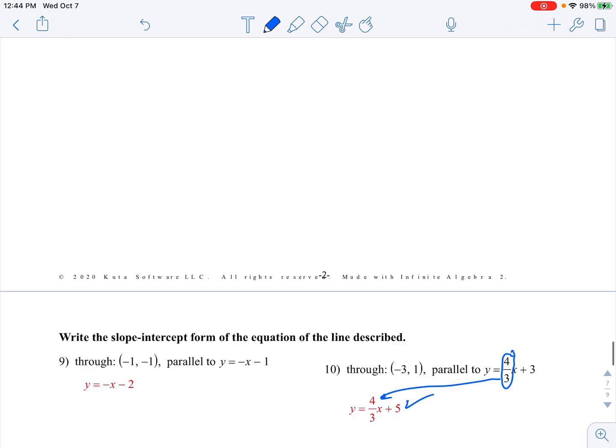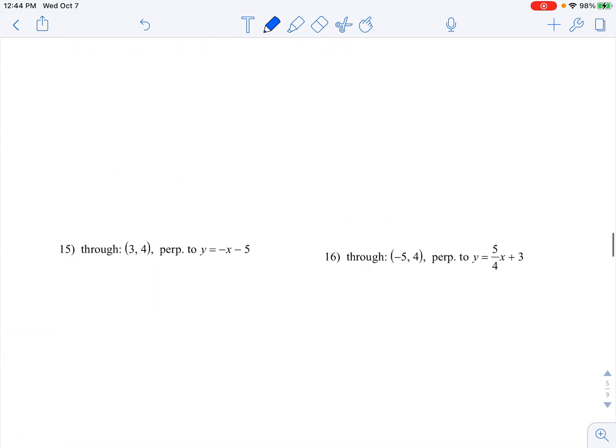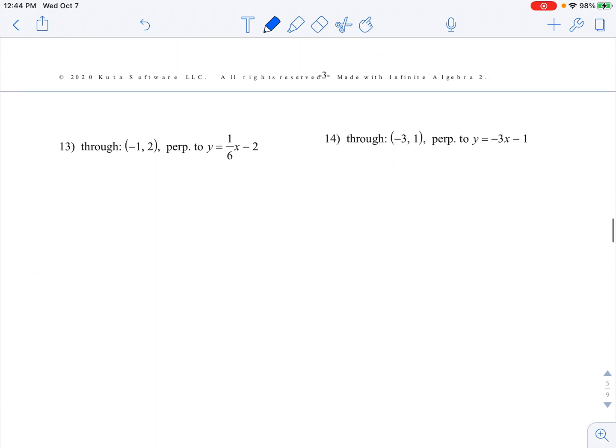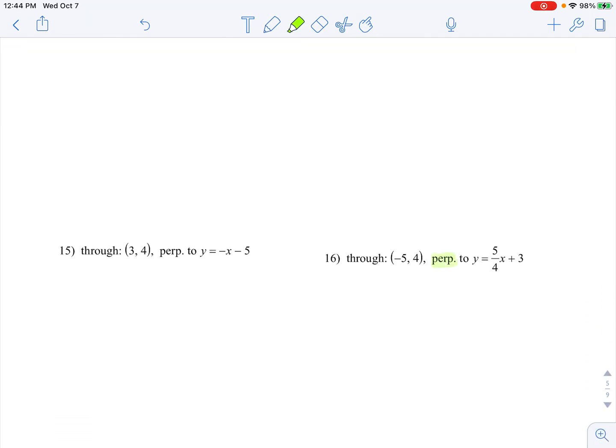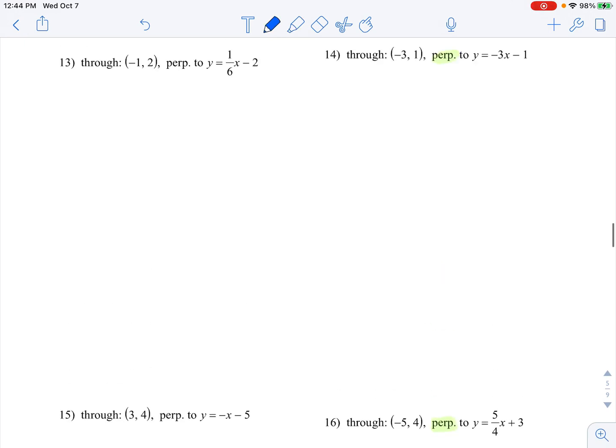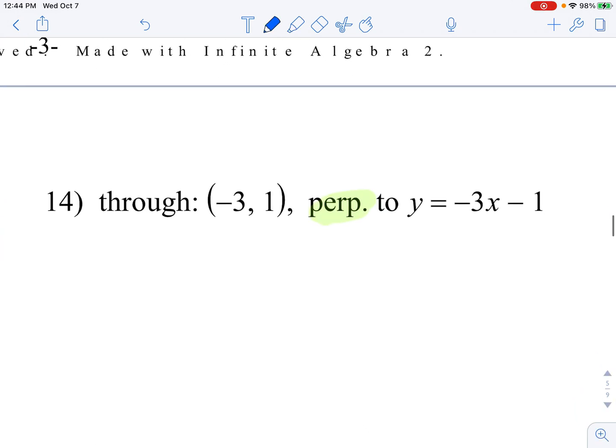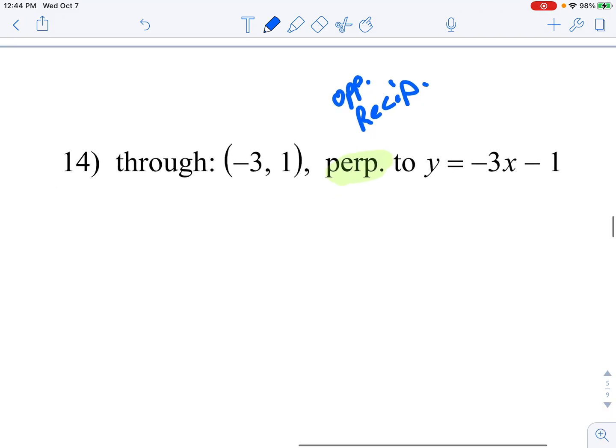All right, so there's parallel lines. Now for the last type of problem, perpendicular. See the word perp here. It's not perpetrator. It's not someone who's committed a crime. It is perpendicular. So perpendicular, we said, have opposite reciprocal slopes. Opposite recip. Hopefully you know what that means. It means perp. Okay. Y equals blank x plus blank.